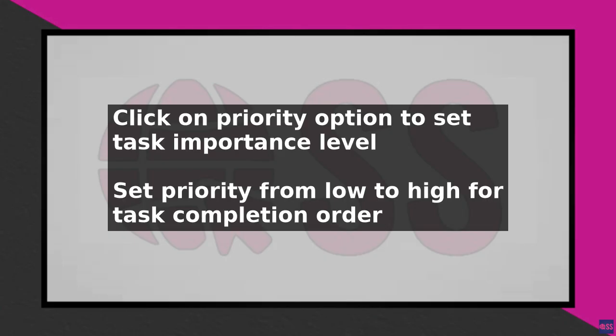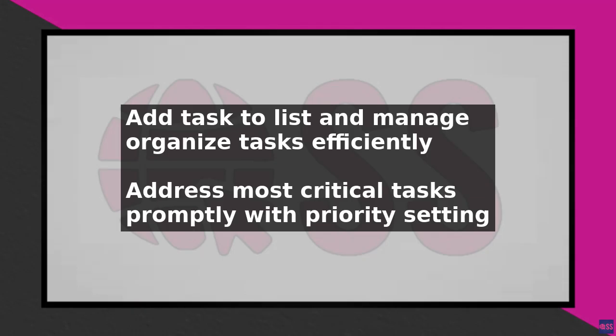The lowest priority is often denoted as priority 4 or similar, while the highest is typically P1 or priority 1, indicating that it's the most important task that needs to be completed first. Once you've set the priority, add the task to your list. This process allows you to efficiently manage and organize your tasks, ensuring that the most critical ones are addressed promptly.